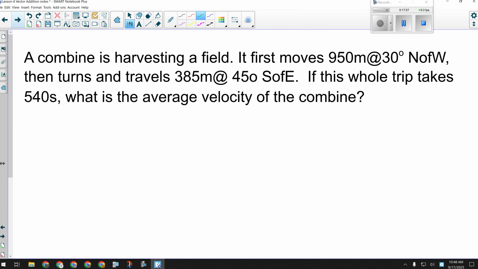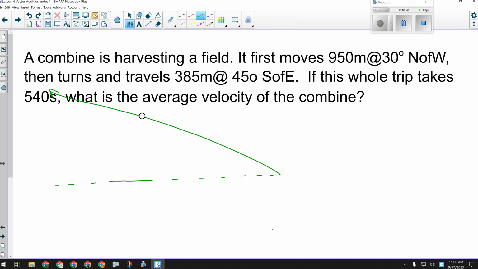Okay, try this one. It's harvesting time of year, so we got a combine question. Okay, so first it moves 950 meters at 30 degrees north of west. So I'm going to start out with a north of west, but I'm going to start it kind of up here. Okay, and 30 degrees. Something like that.